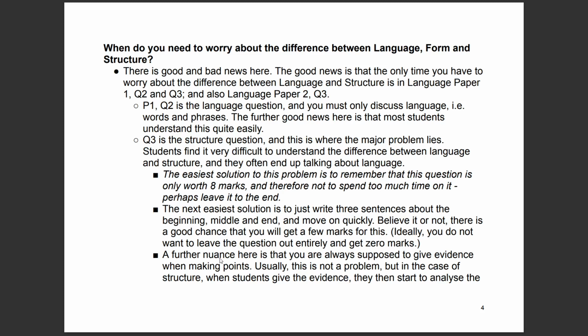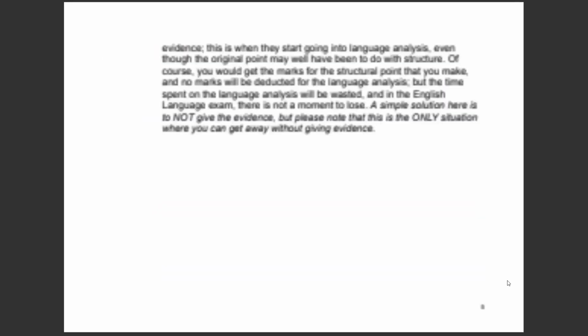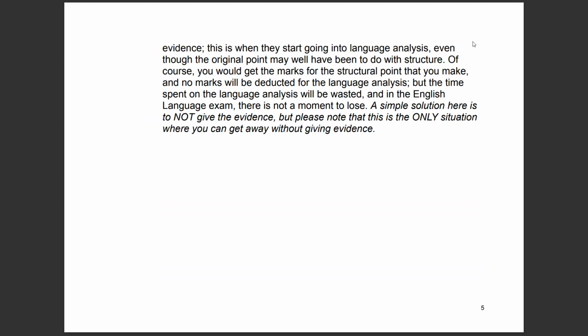Further nuance, so nuance means a subtle, minor, small point, rather detailed point I should say, is that you're always supposed to give evidence when making points, right? Usually this is not a problem, but in the case of structure, when students give the evidence, they then start to analyze that evidence, okay?